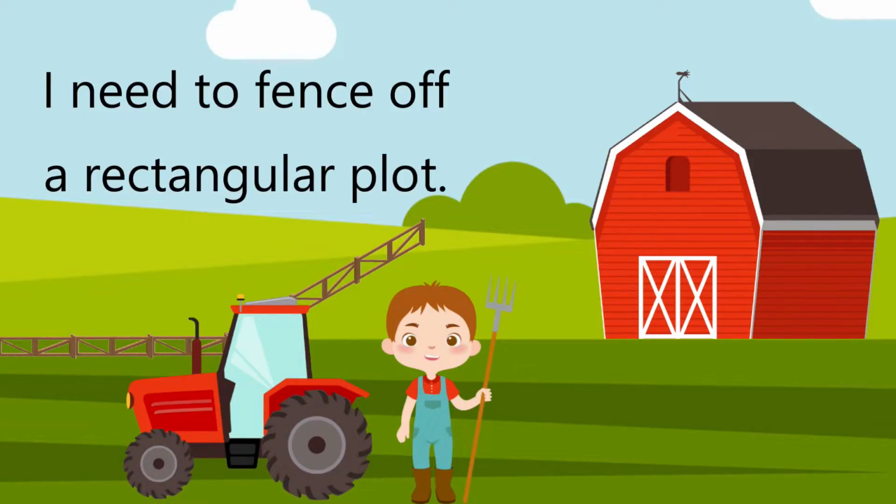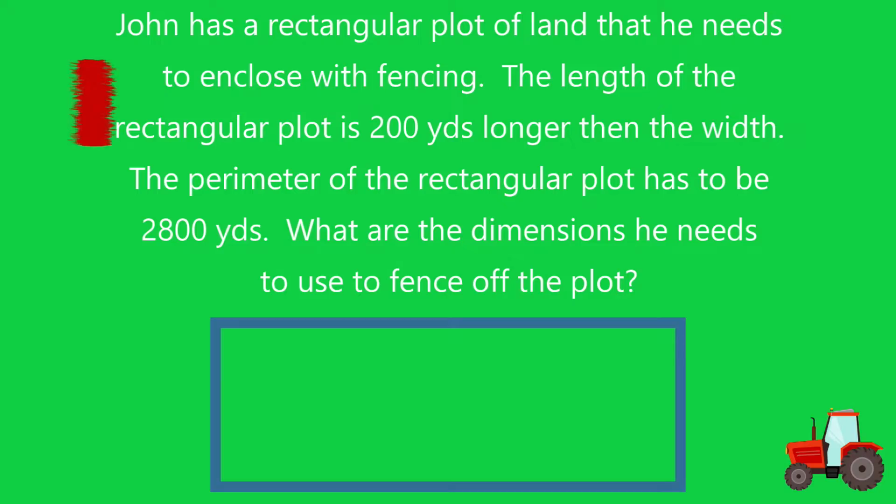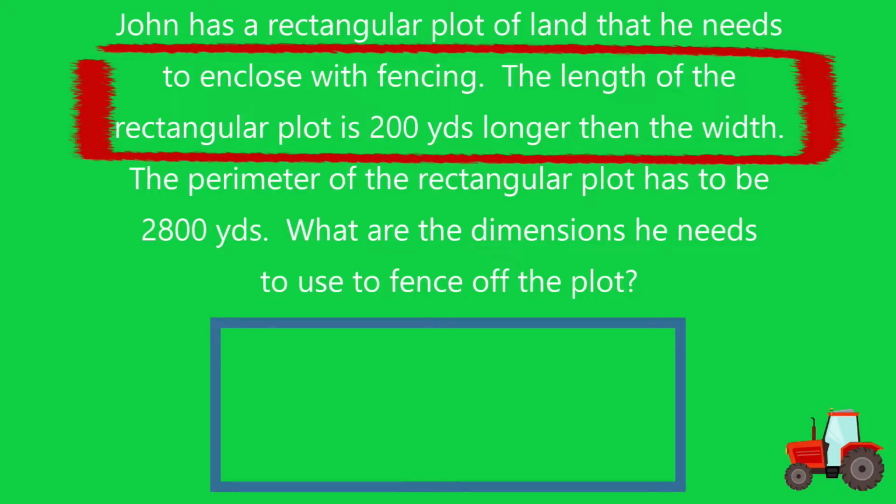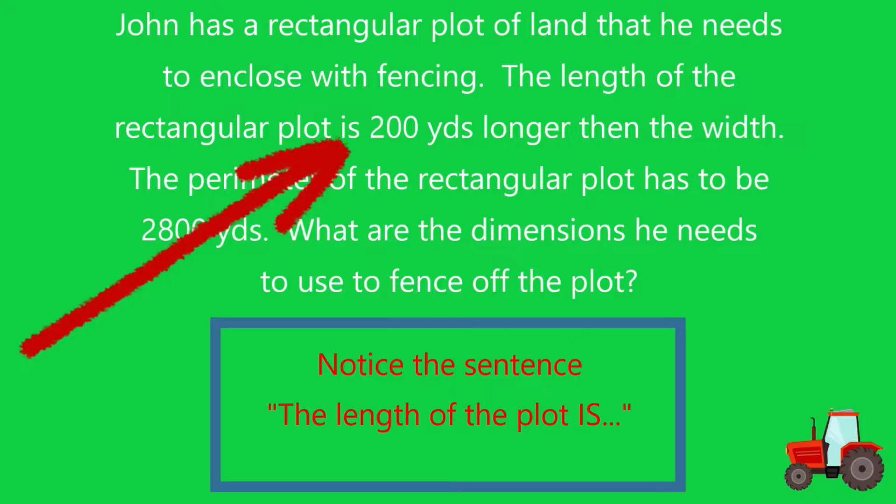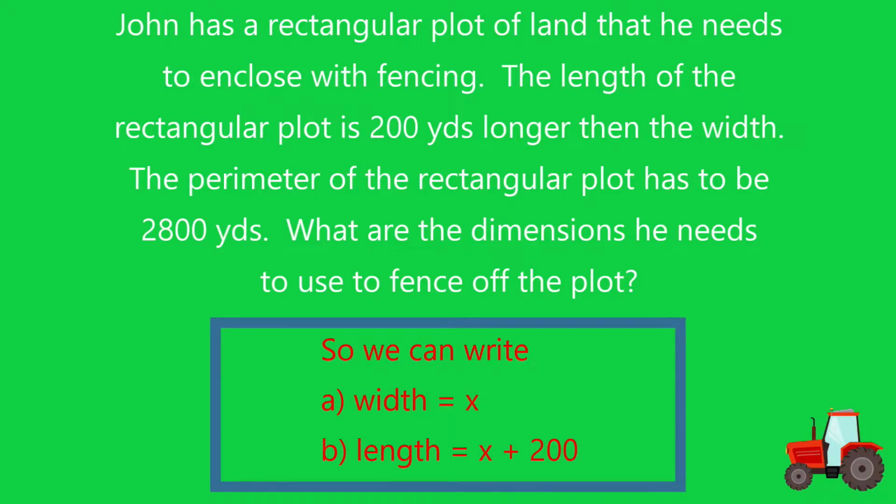I need to fence off a rectangular plot. We need to notice the sentence that says, "The length of the plot is." This tells us we know what the length is but have not been told anything about the width. So we can use this information to write an expression for the length because the width must be x. If the width is x, then the length is x plus 200.